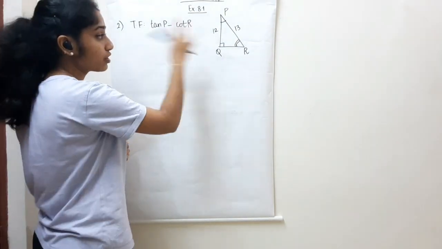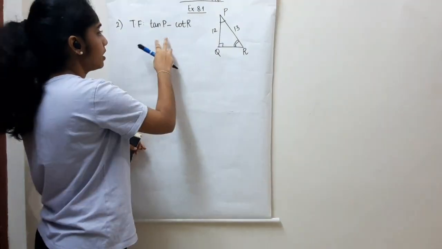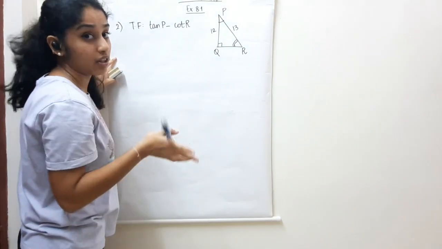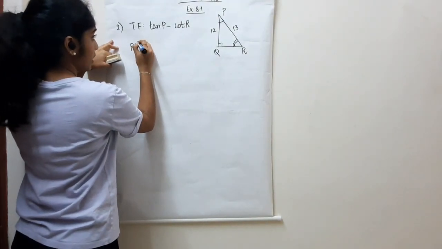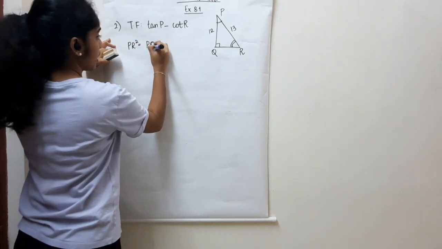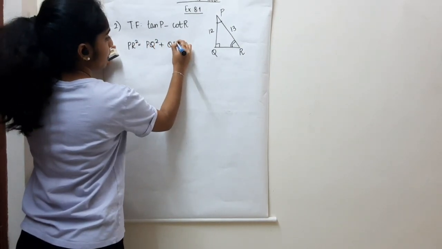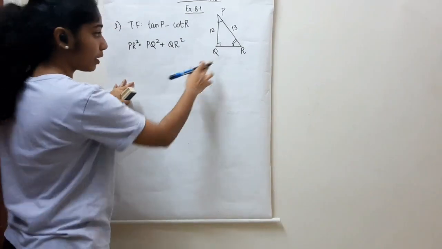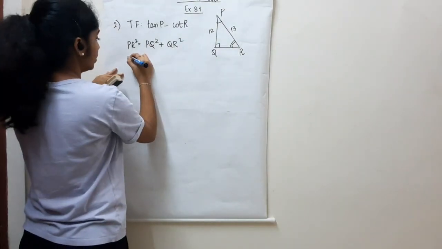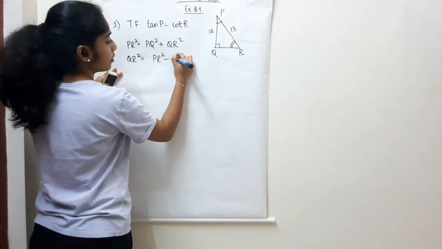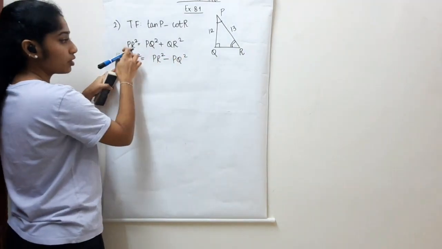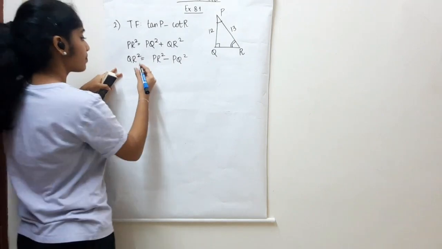So that the question is complete. What you have to do is use Pythagoras again. Here your hypotenuse PR square is equal to PQ square plus QR square. So now we need to find QR. QR square is equal to PR square minus PQ square. We're just bringing PQ to this side, which will be the minus.